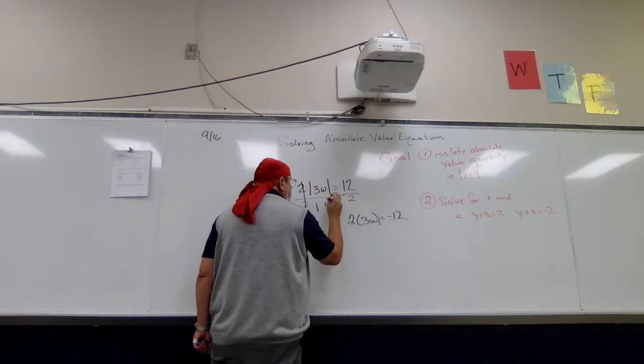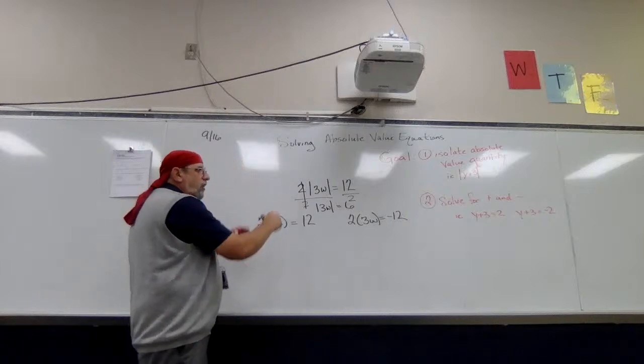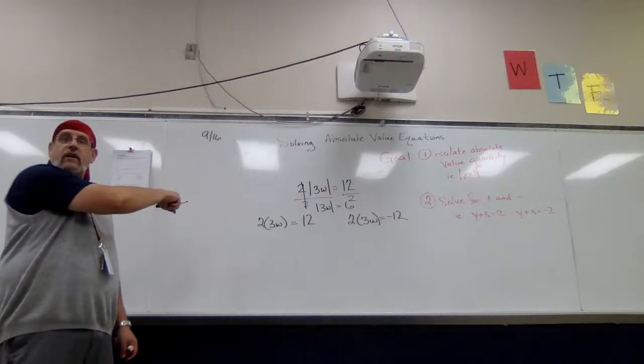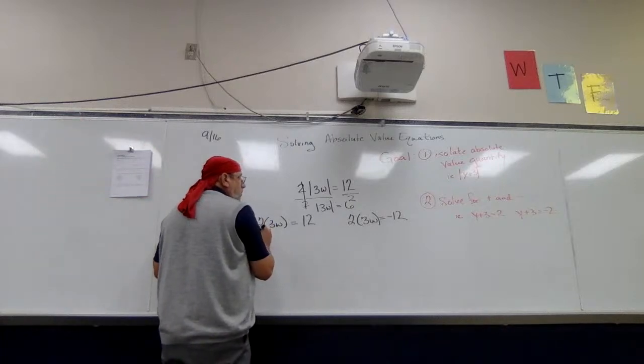So I'd have the absolute value of 3W equals 6. And then I would solve both for 6 and negative 6. But this is the same thing, isn't it?